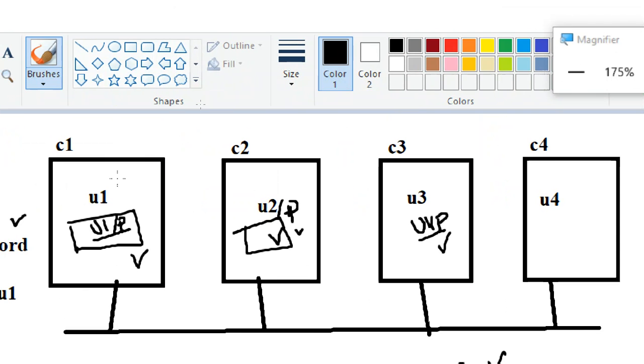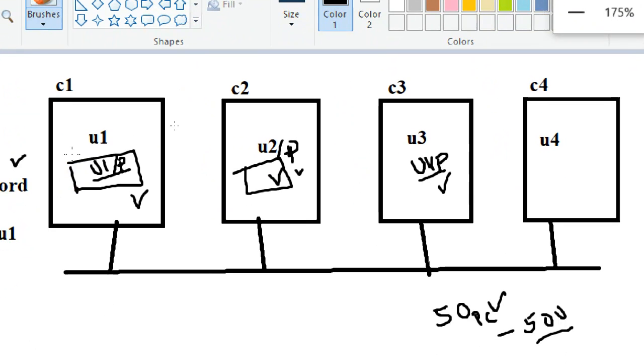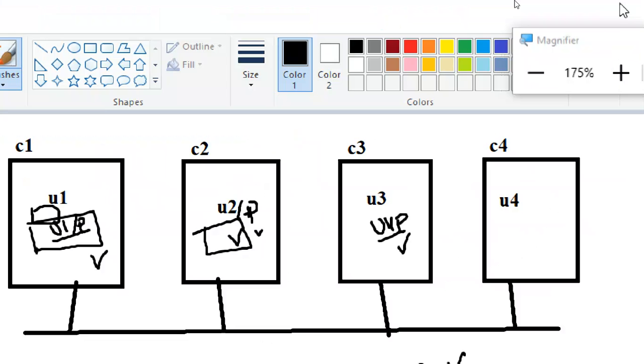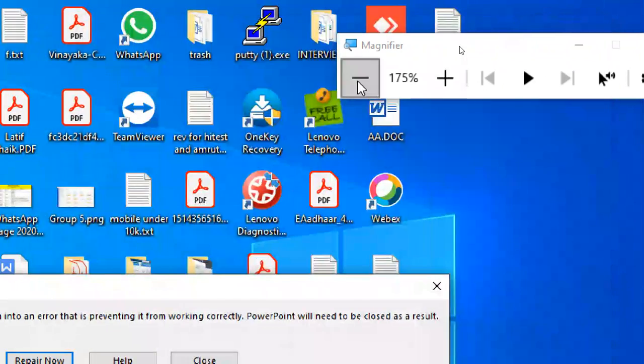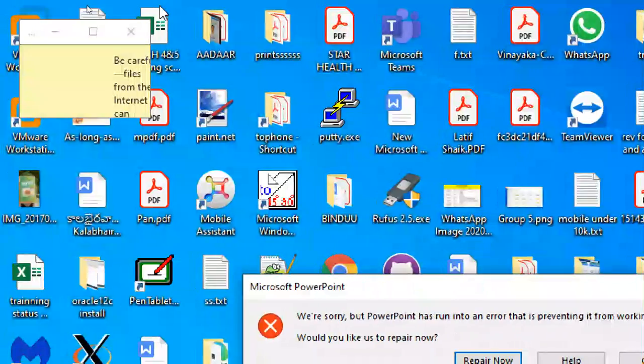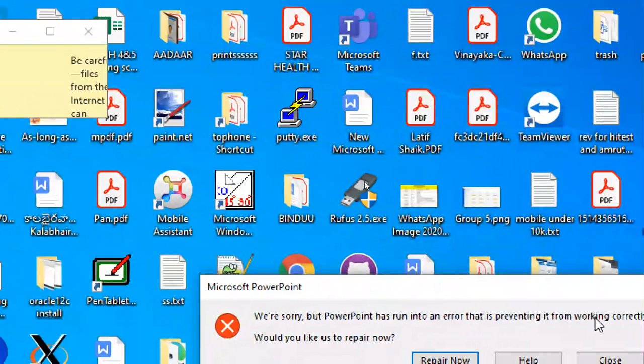Next, every user's profile data is also stored in the local computer only. I will tell you another important point. For example, do you know what my computer background is? It's a plain background.